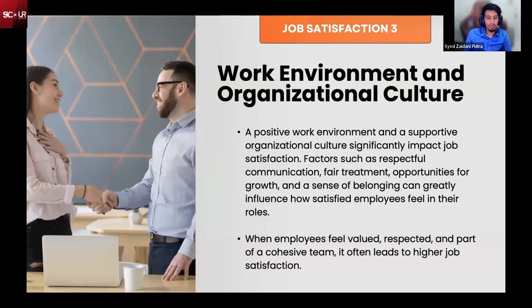Another part of this is social relationship, which is dynamic among peers and superiors in the workplace. Employees tend to be more content with their jobs if they have good relationships among co-workers and superiors. There's a study, a statistic from Randstad in 2021.